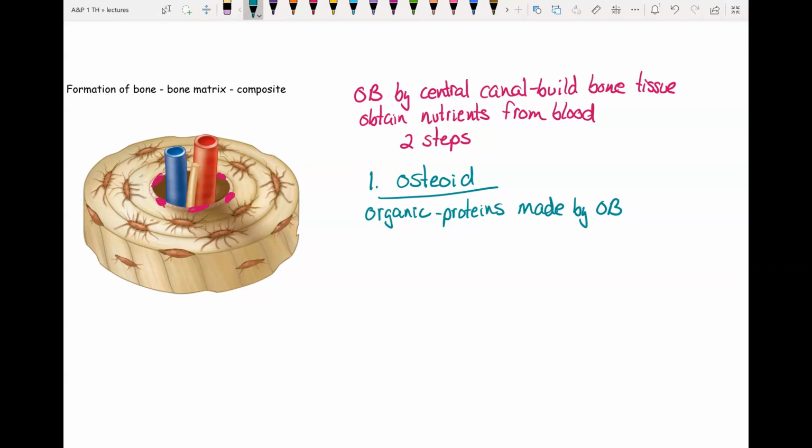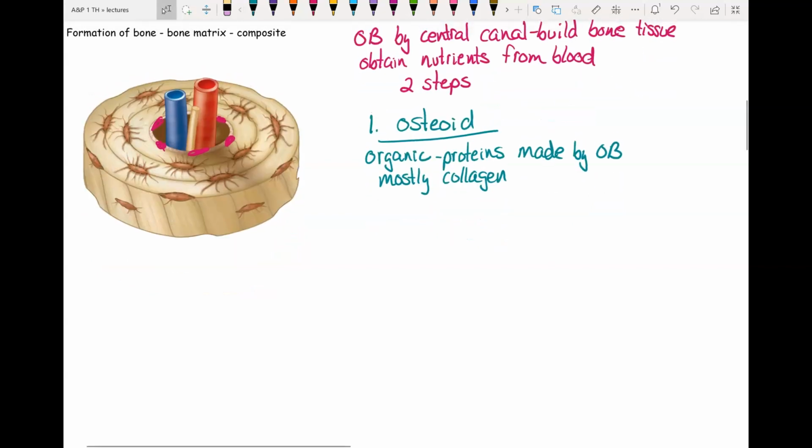This protein is mostly collagen. Just like the dermis of your skin is mostly collagen, the osteoid of bone is mostly collagen. The feature collagen adds to the bone is that it's slightly flexible. Think about a tall building like the skyscrapers in the cities. On a windy day, those buildings will sway in the wind. If you've ever been up in the top of one of those buildings on a windy day, you can feel it swaying. They do that on purpose. They design the buildings to sway. If they didn't sway, they would snap.